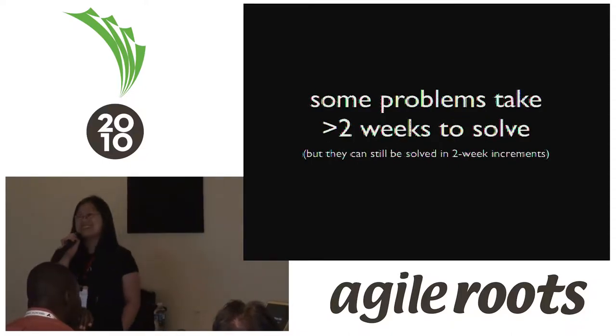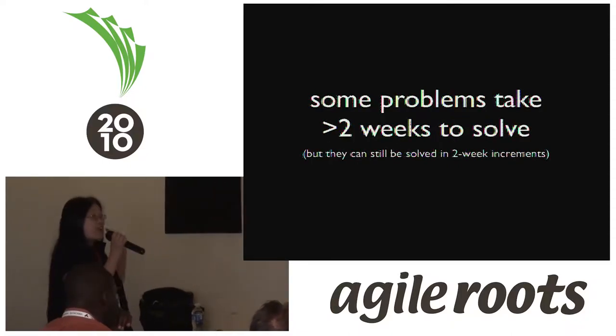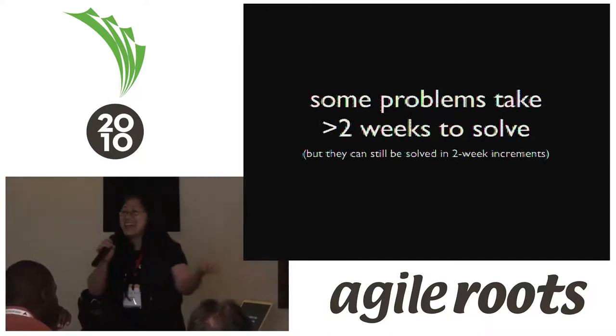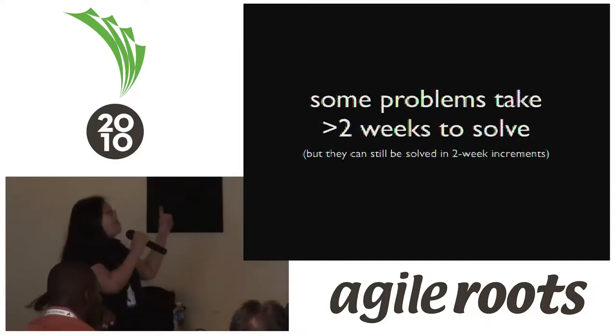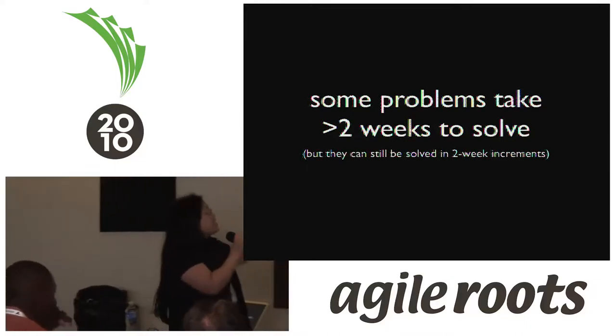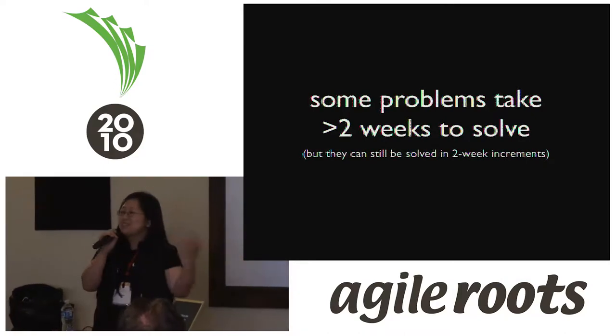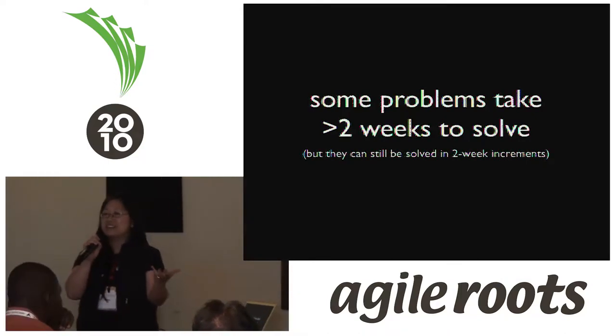Here's the thing. Some problems are going to take more than 2 weeks to solve. Sorry, that's just the way it works, okay? But, here's the but, you can still solve them 2 weeks at a time. So does everybody see the distinction between those two things, right?